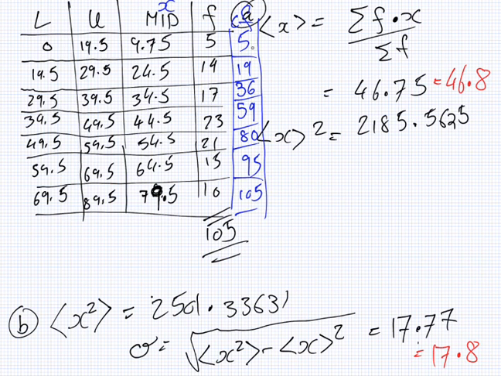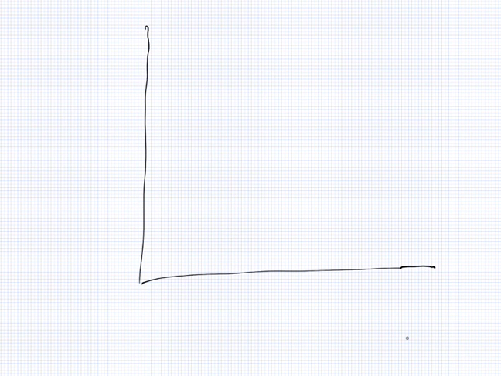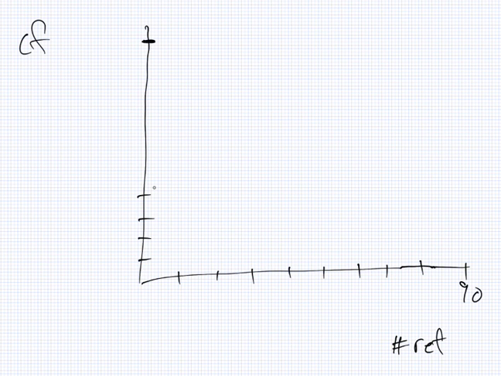I'll draw a nice graph. Does somebody have the cumulative frequency copied? Okay, what's the biggest upper value I have? 89.5. So I'll go 10, 20, 30, 40, 50, 60, 70, 80, 90. And then the cumulative frequency totals up to 105. 10, 20, 30, 40, 50, 60, 70, 80, 90, 100, and this is 110. I'm not writing all the numbers.